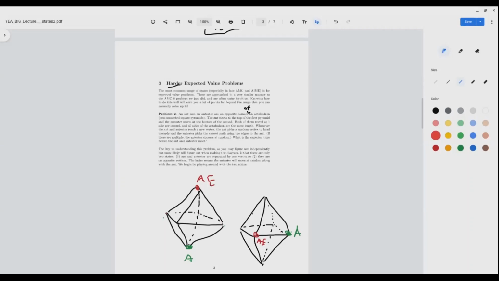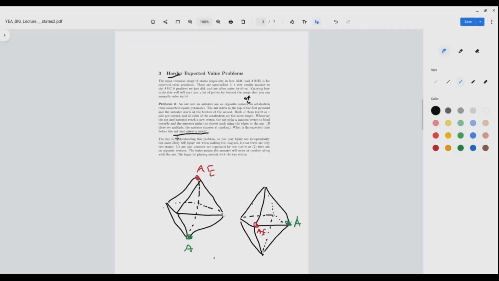What is the expected time before the ant and anteater meet? And I'll refer to this as the ant dying. I mean, you can kind of infer that the ant will die if it meets the anteater.